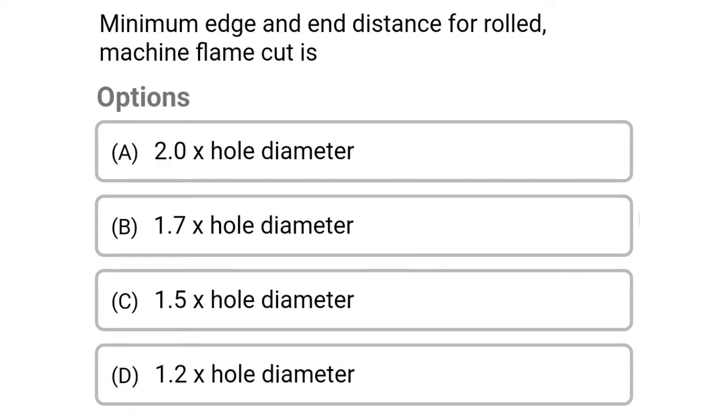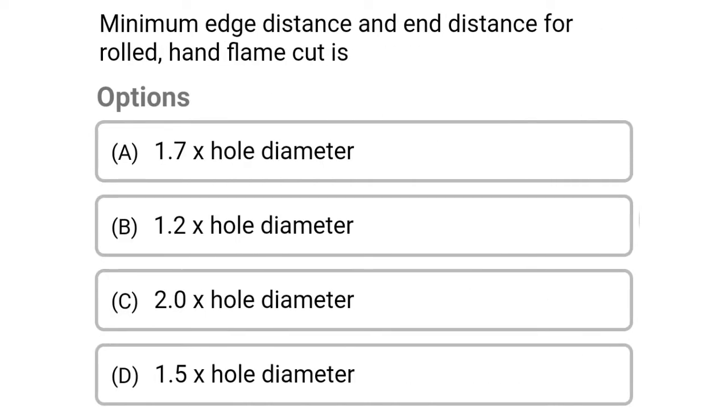So next question, minimum edge and end distance for rolled machine flame cut is option A 2 into hole diameter, option B 1.7 into hole diameter, option C 1.5 into hole diameter, option D 1.2 into hole diameter. The correct answer is option C 1.5 into hole diameter.